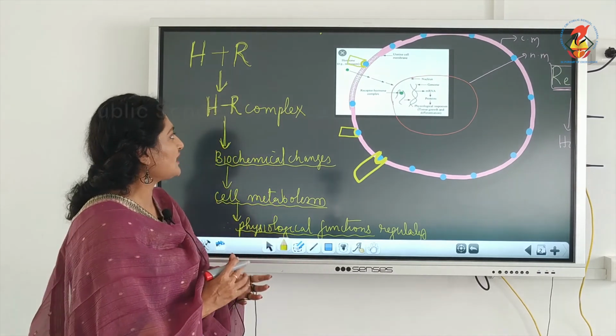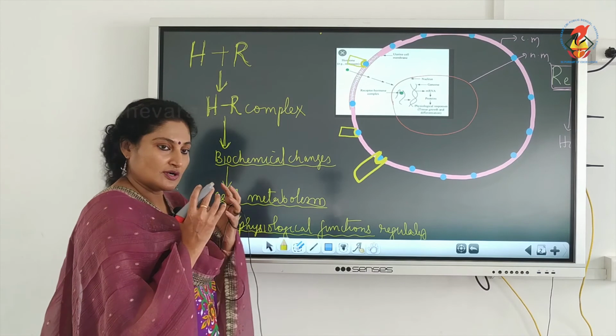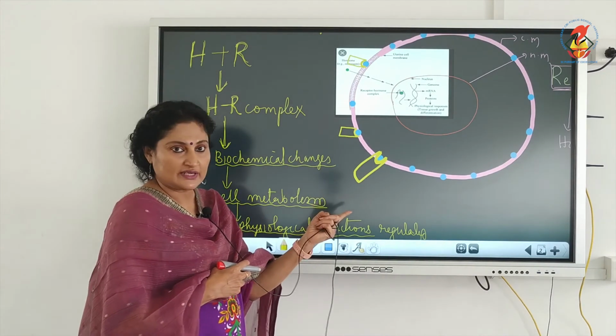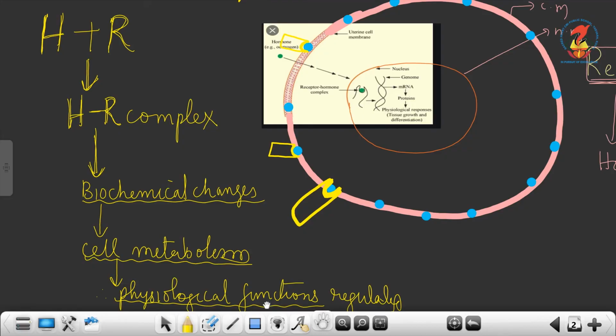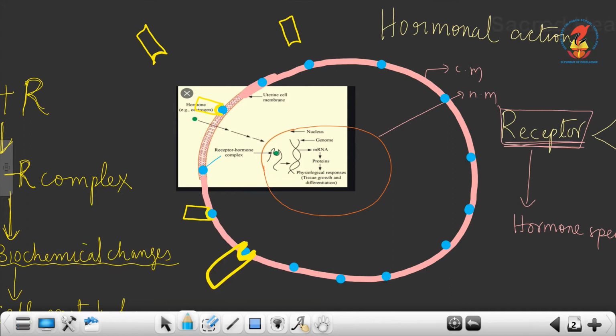So, for that we have to learn the 4 categories of hormones. There are some hormones which bind to the receptors on the membrane, and some hormones will bind to the receptors inside the cell. The receptors on the membrane are indicated here with blue. So, there are some hormones that bind to these membrane bound receptors, and some hormones will bind to the receptors within the nucleus.